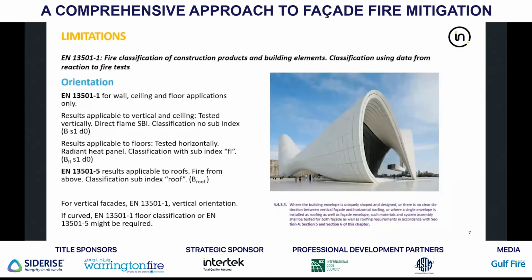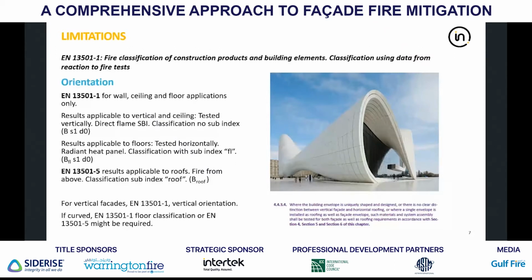So in this case, if a product is only tested as a wall, you should consider before accepting this product. You need to make sure you have the full compliance, and as such, it is reflected in the code. So here it says where the building envelope is uniquely shaped and designed, and it turns into the roof, you need to test it as a roof, okay?